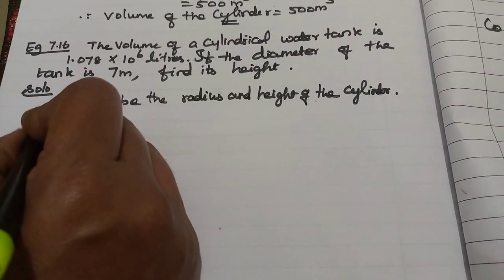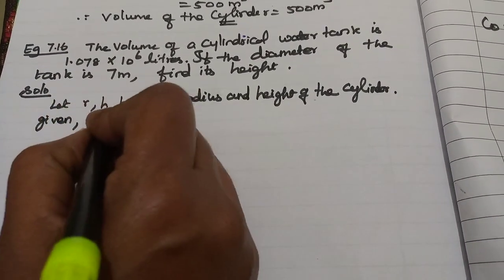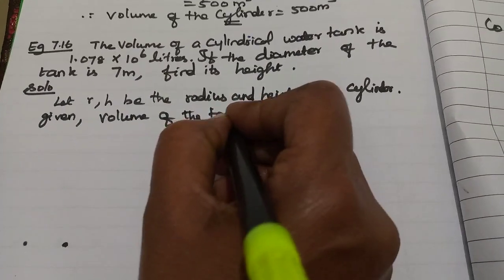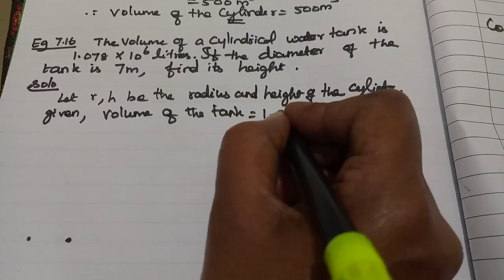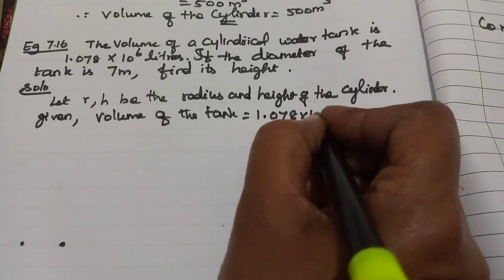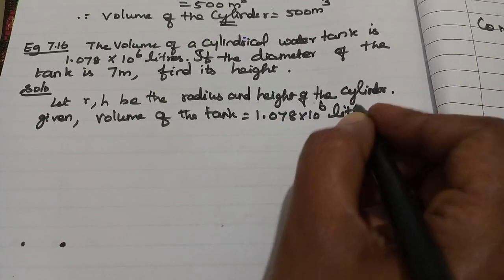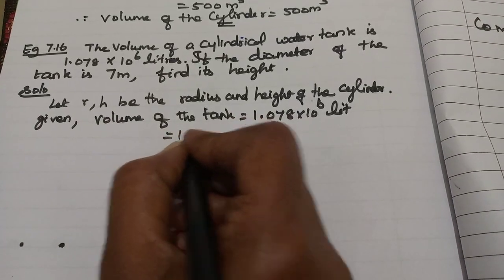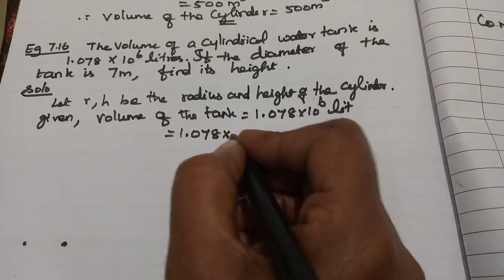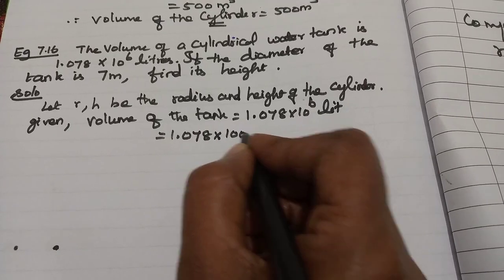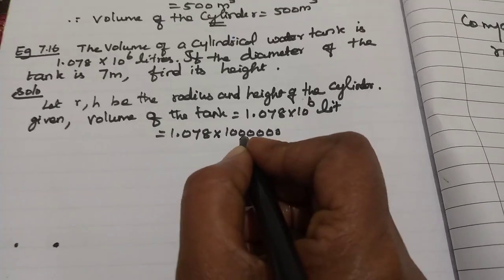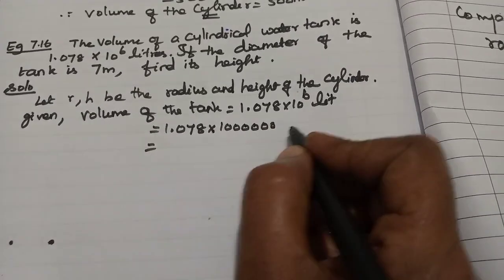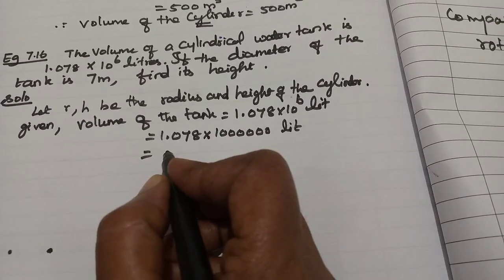Given volume of the tank is equal to 1.078 into 10 power 6 liter, which is equal to 1.078 into 10 power 6. Let's write 1000, 6 zeros, 10 lakh. Multiply this, we get liter.